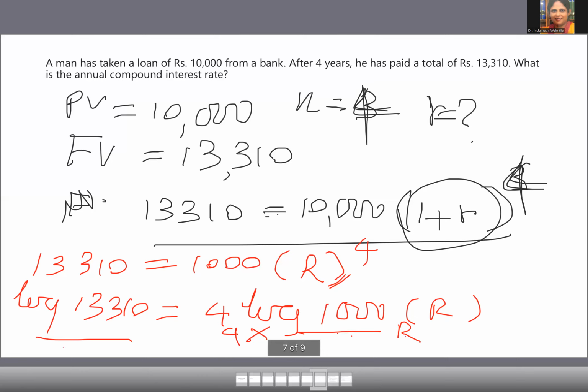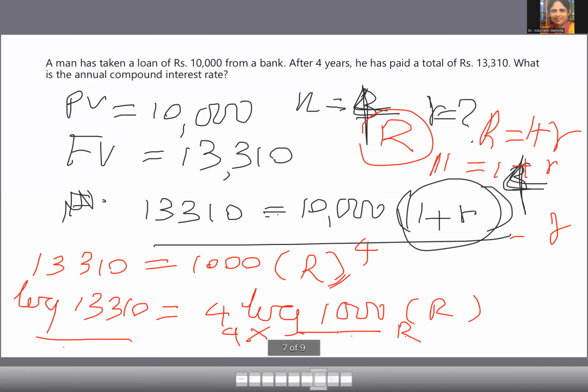But remember, you got this R, but here this R means 1 plus R. Okay, so then just think this value becomes 9 or something. Sorry, 11. 11 equal to 1 plus R, then simply R equal to 11 minus 1. Okay, that means R becomes 10.